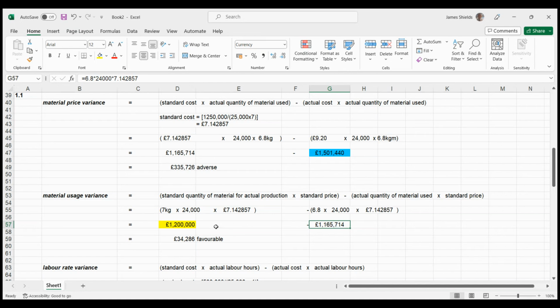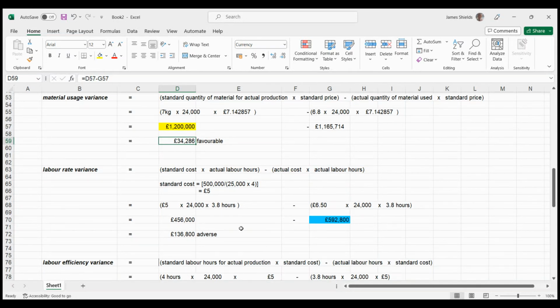So the actual amount is less than the standard amount, therefore the variance is favourable, and the difference between the two of them is £34,286. So material usage variance is £34,286 favourable. So basically, it costs us less to use the amount of material we use than originally planned.